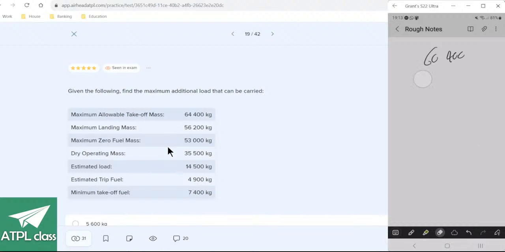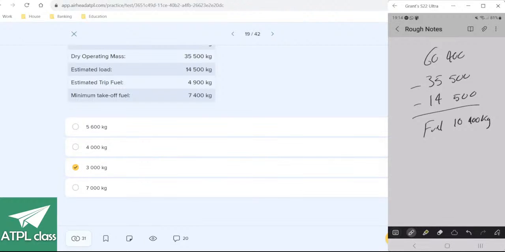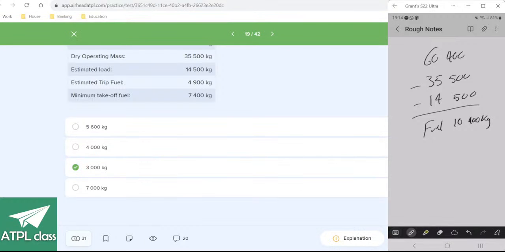And then we've got our dry operating mass, which you can take off that, 35,500. We've got our load, 14,500, to give us a total fuel. Gives us 10,400 kgs of fuel. We need the takeoff fuel of 7,400, so it's going to give us 3,000. Yeah, nice. Cover that up.